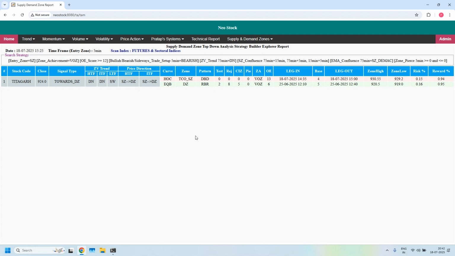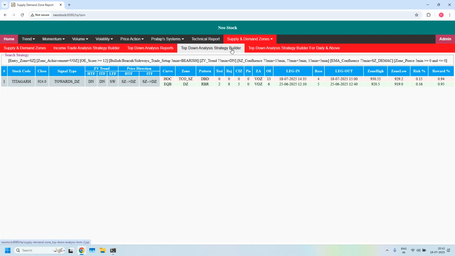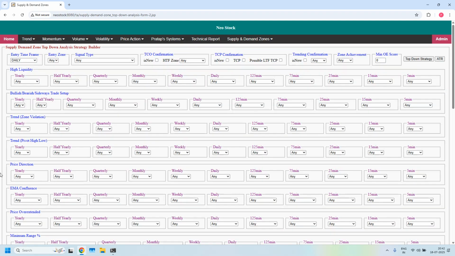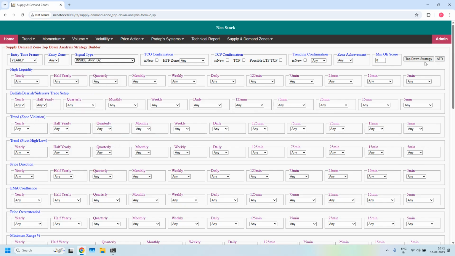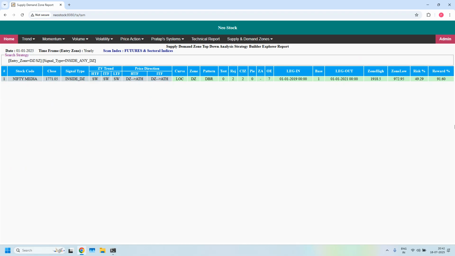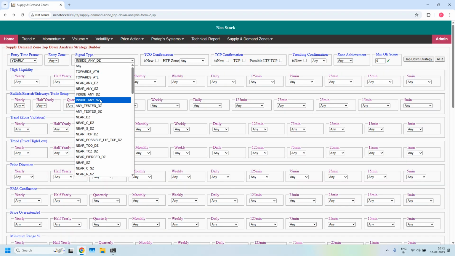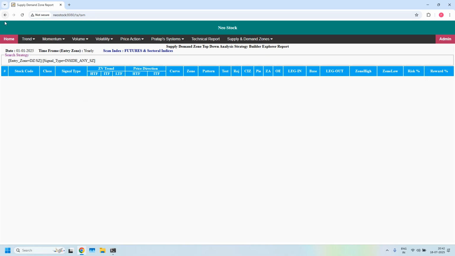Next I am going to generate finding the stocks near demand and supply zones for all the time frames except daily and 75 minutes, because they are already generated in the beginning of the video report. Okay, starting with the yearly. Price closed inside the yearly demand zone. We got one stock. Next, price closed inside yearly supply zone, no stocks.